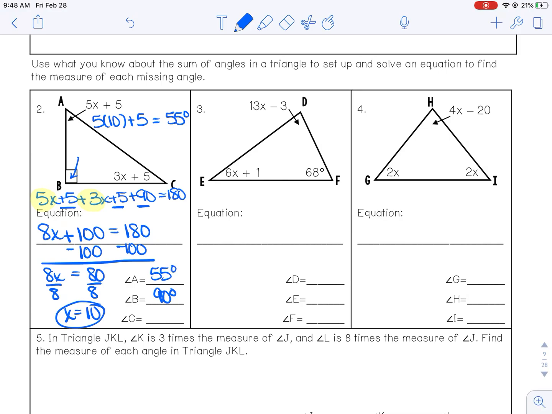Angle C is 3x plus 5. We know that x is 10. So 3 times 10 is 30, plus 5 is 35 degrees.